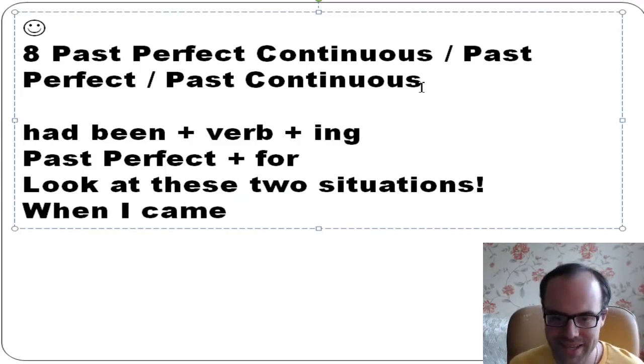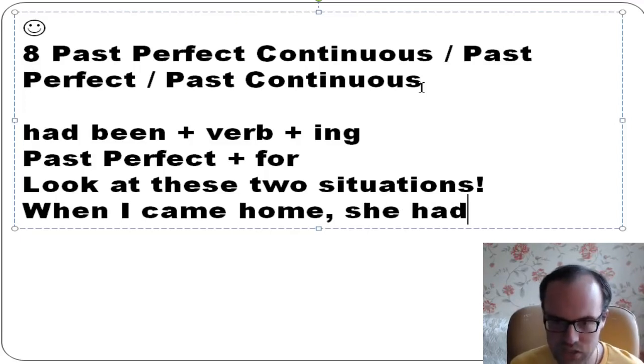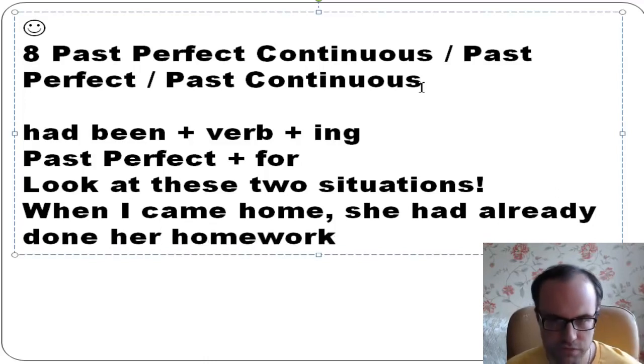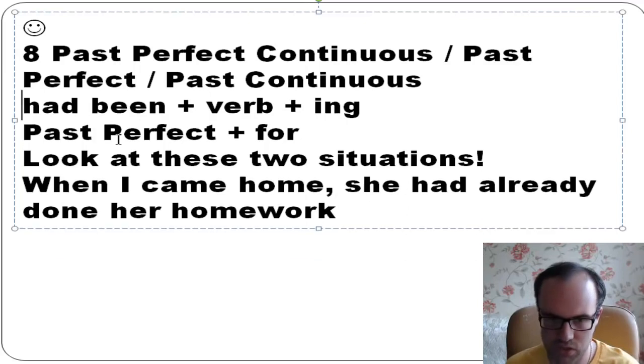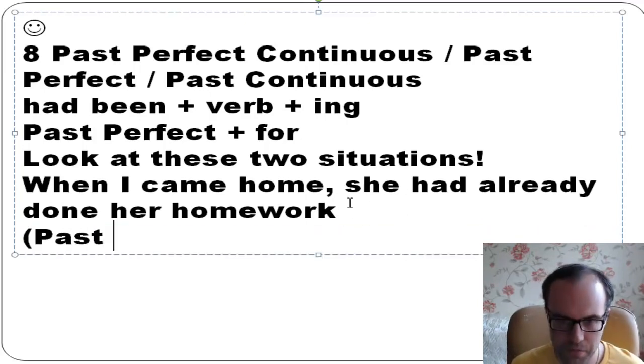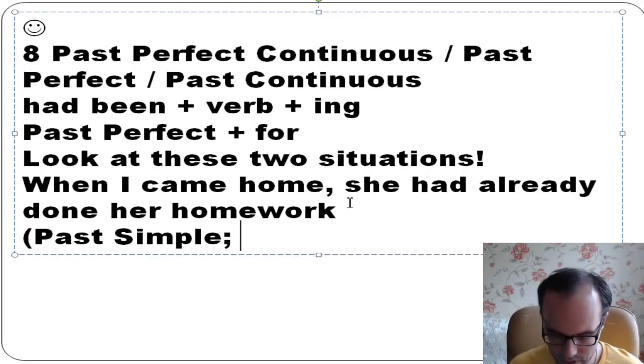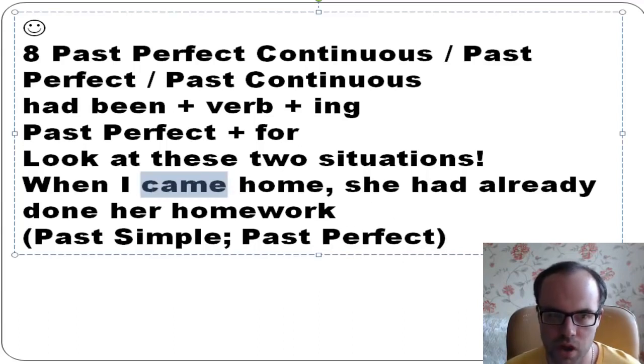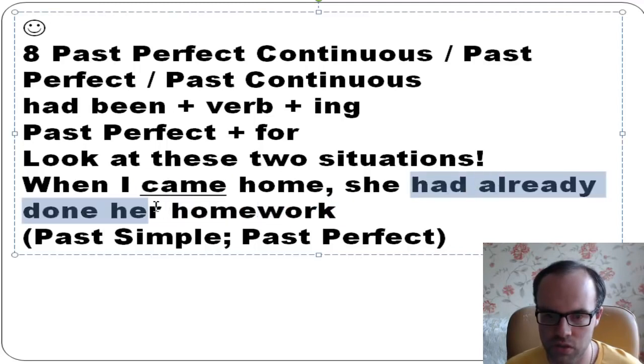When I came home, she had already done her homework. So it's the first situation. So you see that we have past simple and past perfect. So I came home. It's about the past, and the second action happened earlier. So we use past perfect. Had already done her homework.